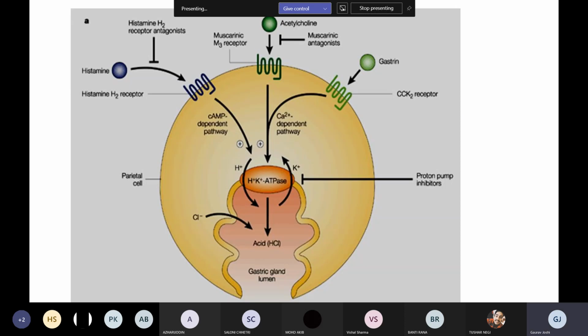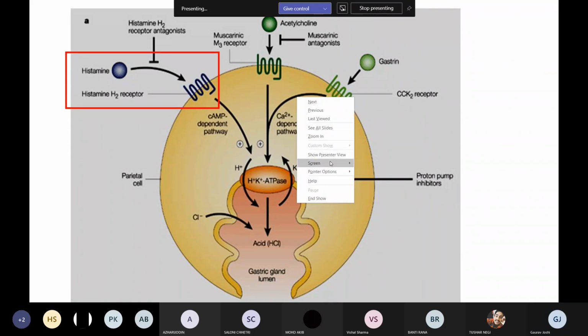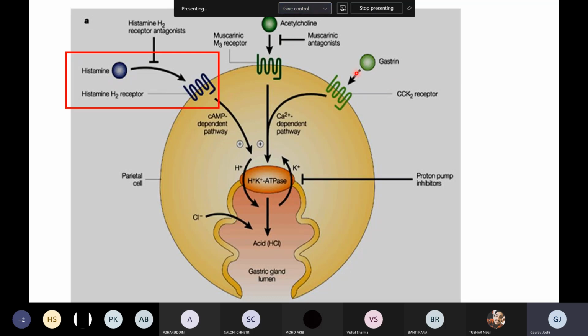This was our first lecture on the H2 receptor, where we discussed this thing. Let me open the pointer. We have dealt with the histamine H2 receptor antagonists. What they are doing is inhibiting the binding of histamine to the histamine receptor, the H2 receptor. This is a GPCR activated pathway, so if the drug is acting, it is inhibiting the GPCR receptor. The other receptors are acetylcholine and gastrin, which are not currently in your syllabus, so we are focusing on this thing.